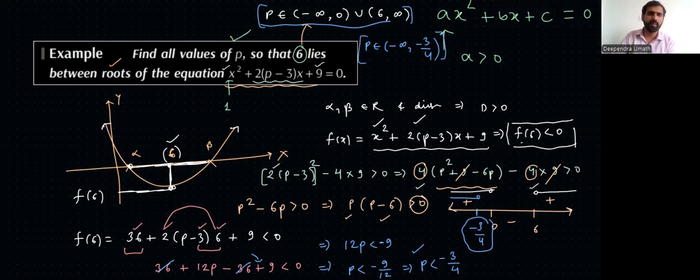So the final answer will be that p should lie between minus infinity to minus 3 by 4. So if you take any value which is less than minus 3 by 4, you will always get the roots in such a manner that 6 will always lie between the roots. I hope this part makes complete sense and you are able to understand how you should solve this category of questions.